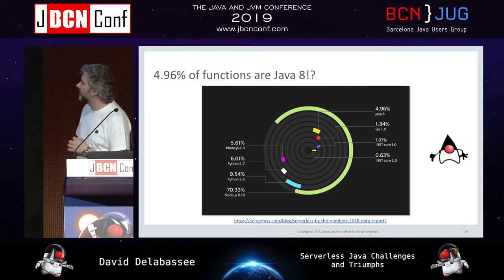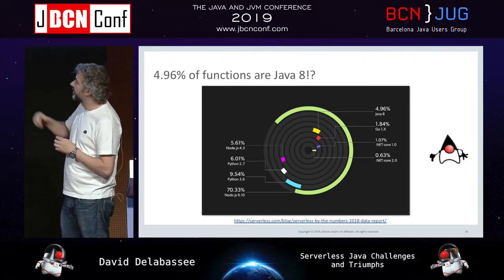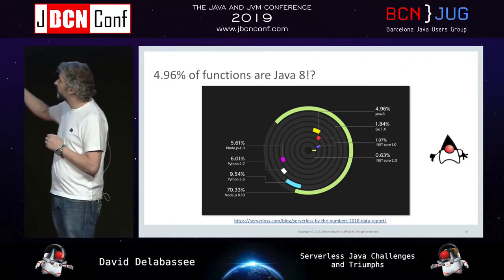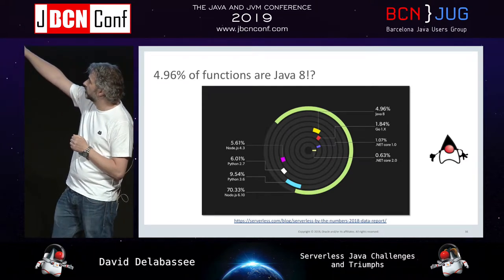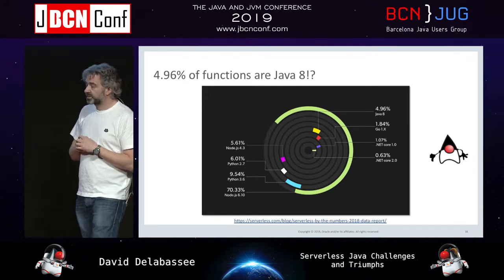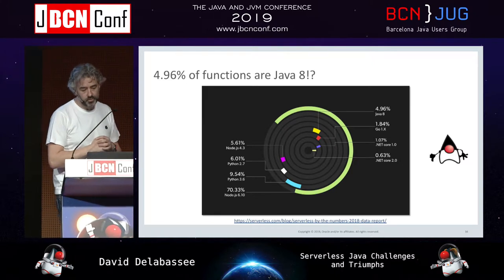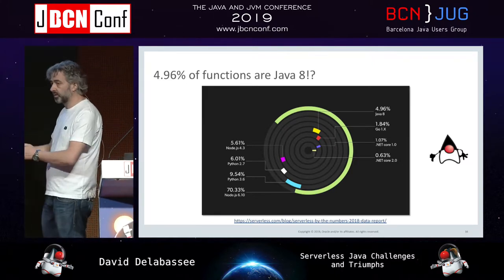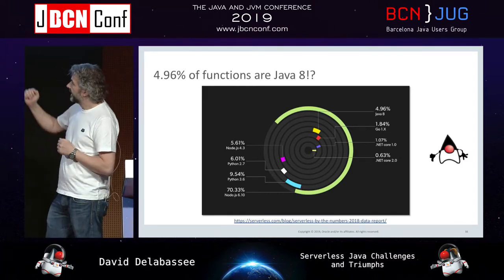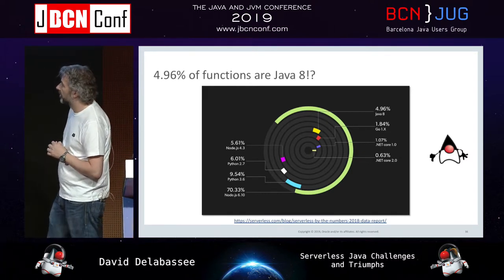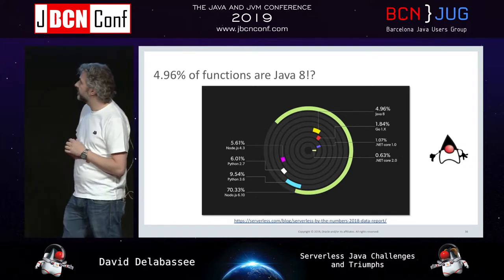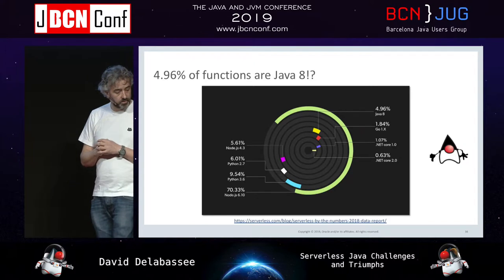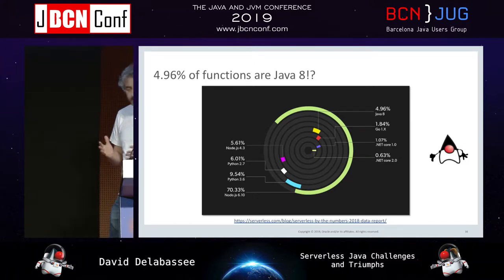And you see this big green arc, that's Node 6, just above 70%. If you add that to that purple box, which is Node 4, over 75% of the users are using Node and hence JavaScript to write serverless functions, at least using the Serverless Framework. Then we have Python 3.6, 9.5%. If you add that to Python 2.7, that's basically 17% of users using Python.